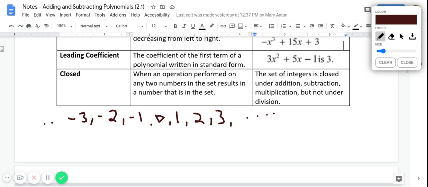Positive or negative, whole numbers. Okay. So, do you see here that the set of integers is closed under addition, subtraction, multiplication, but not division? I'm going to show you what that means.